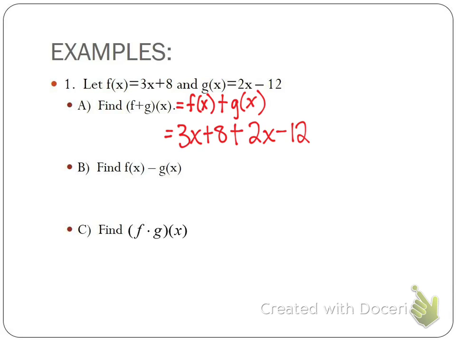Okay, so we can now combine like terms. If we're adding these together, if you saw this in Algebra 1, I hope that your instinct would be to combine like terms, and that is exactly what you should do. 3x plus 2x would give me 5x. Positive 8 plus a negative 12 is a negative 4. So that is our answer. That is what f plus g of x would equal.